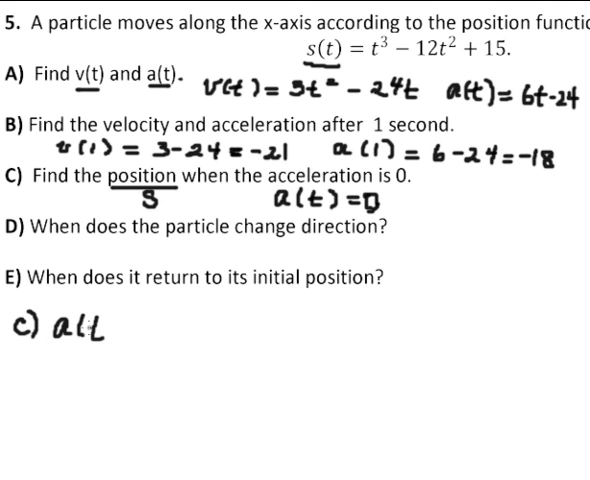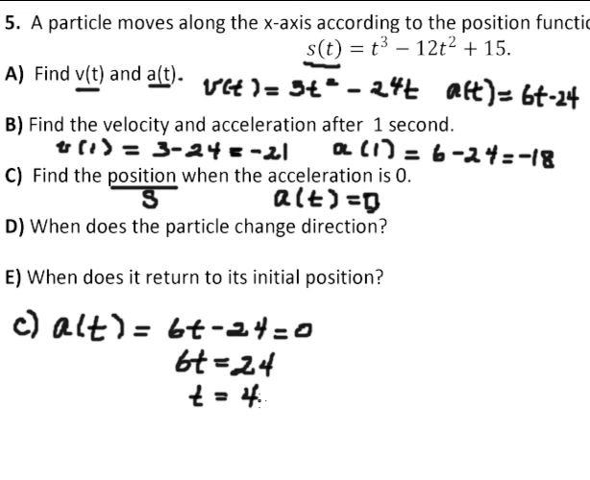So a of t, which is equal to 6t minus 24, equal to 0. Okay, add 24 to both sides. We have 6t is equal to 24. Divide both sides by 6, and we have t is equal to 4. That's 4 seconds. Alright, we didn't finish answering the question yet, because the question is find the position when a of t is equal to 0. That means find the position when t is equal to 4. So finishing our question, we have to find s of 4.